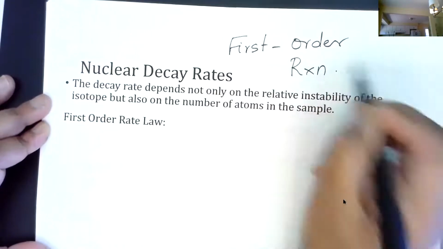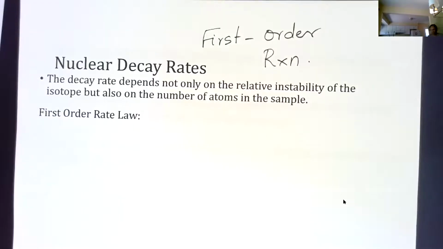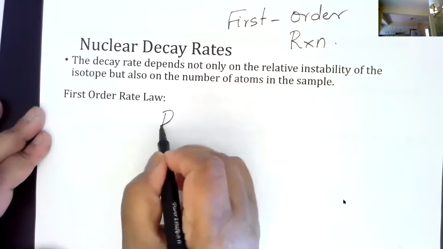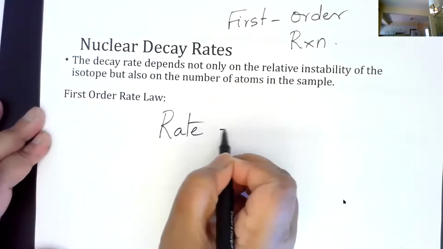What is a first order reaction? We all started reviewing chapter 14. Waiting for something to happen before you review. Can anybody give me the rate law? Rate equals what?